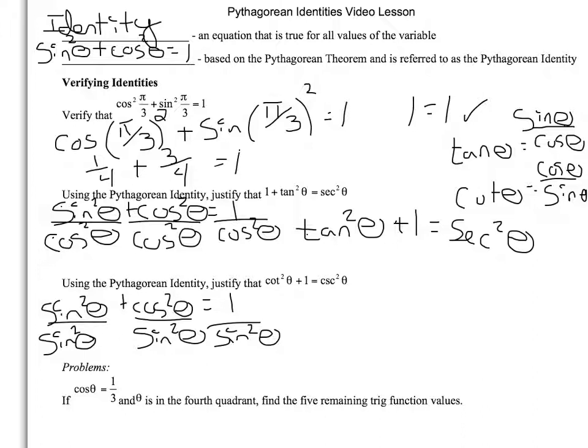Now I look and I try to simplify. Sine squared divided by sine squared is equal to 1. Cos squared divided by sine squared is equal to cotangent squared.